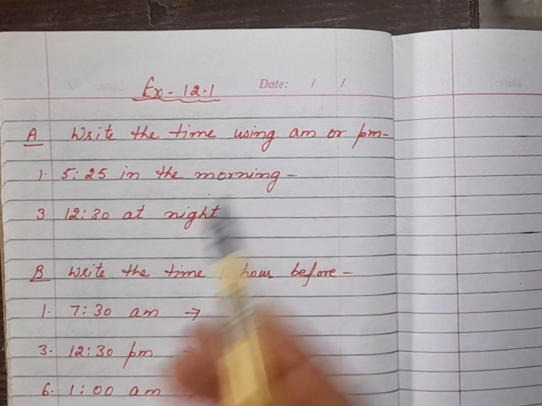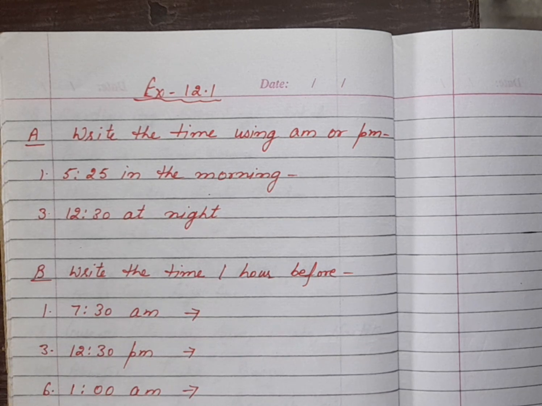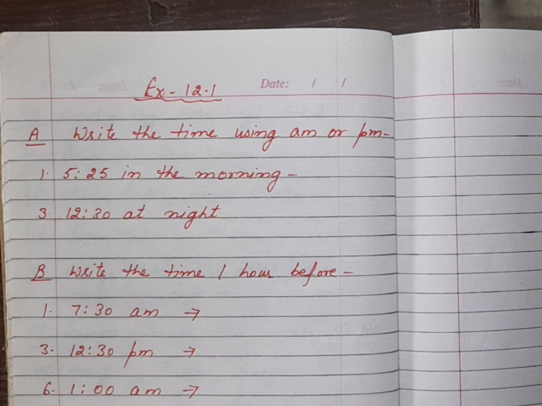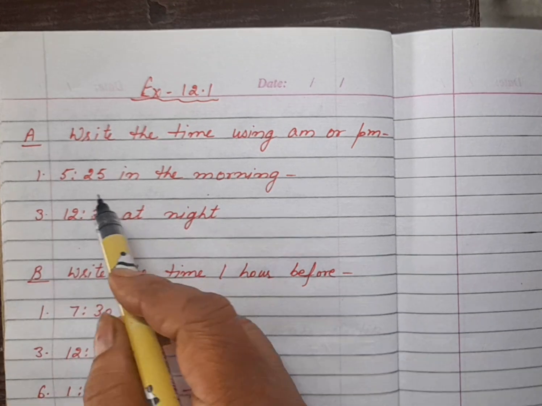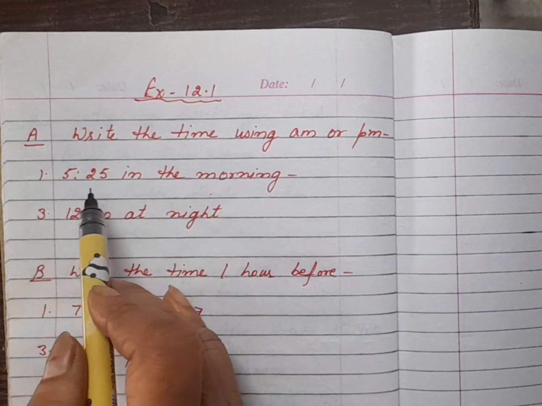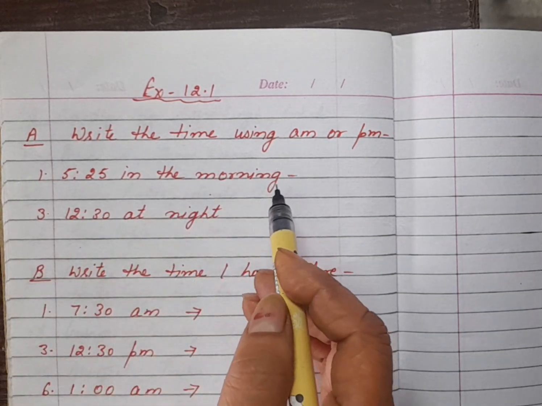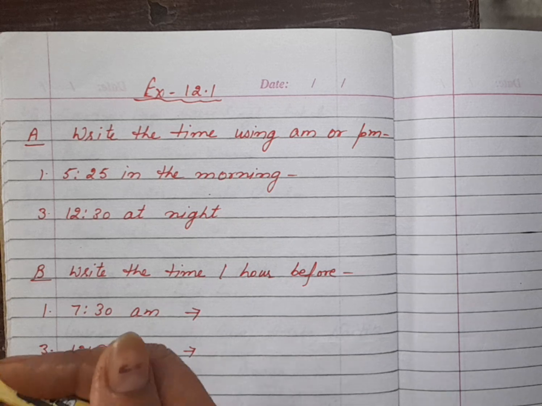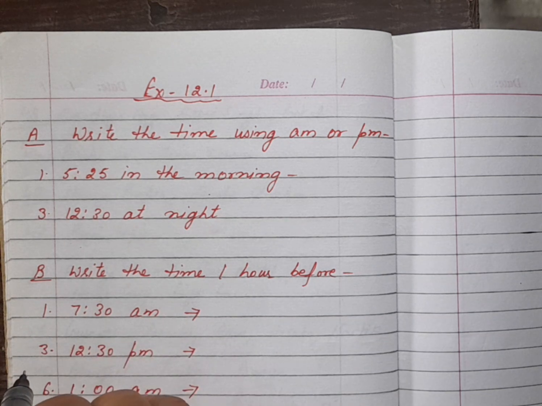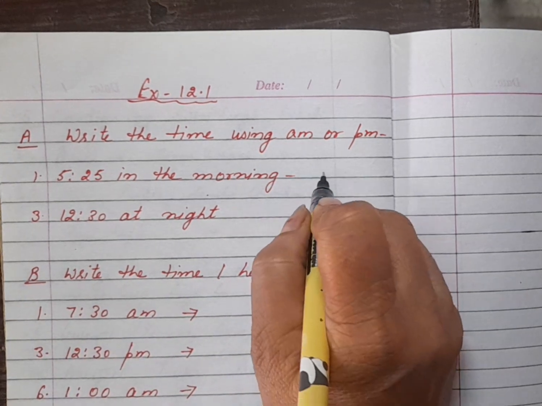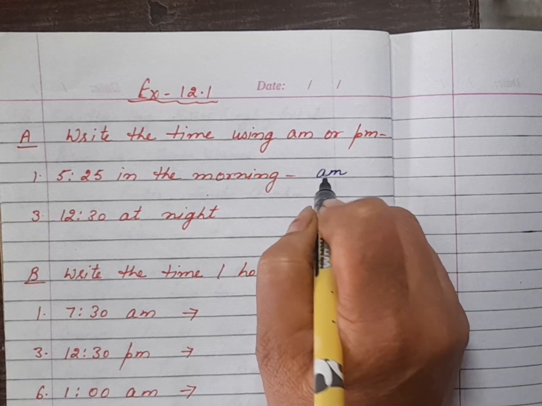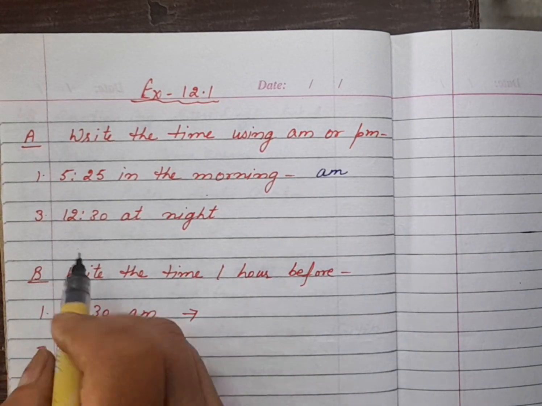The first question is, write the time using AM or PM. Students, in this question nobody will write the answer in hours and minutes. In the question we are asking about the time, and you have to use AM or PM. 5:25 in the morning is between 12 midnight and 12 noon, because in the morning the day starts from 12 midnight. So it is AM. In the morning we will use AM.